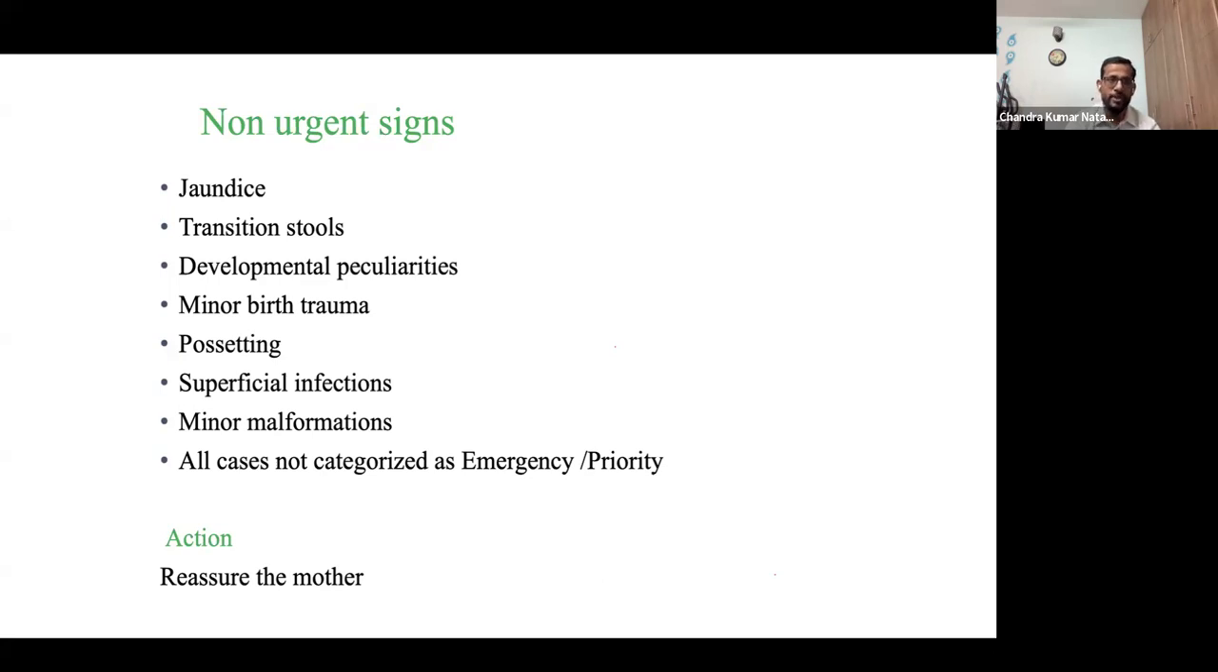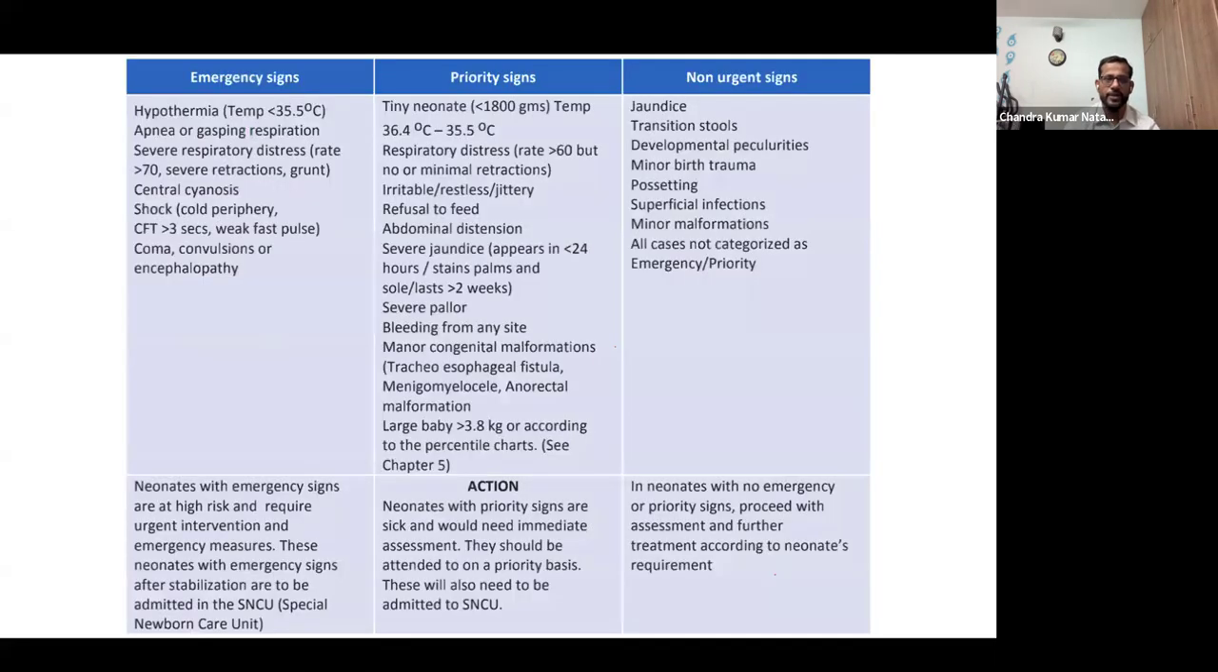Minor birth traumas, possetting, that is spitting, repeated spitting, regurgitation, superficial infections like pustules, minor malformations, all cases which are not categorized as emergency or priority will fall under these non-urgent signs. Here you need to reassure the mother and send her.